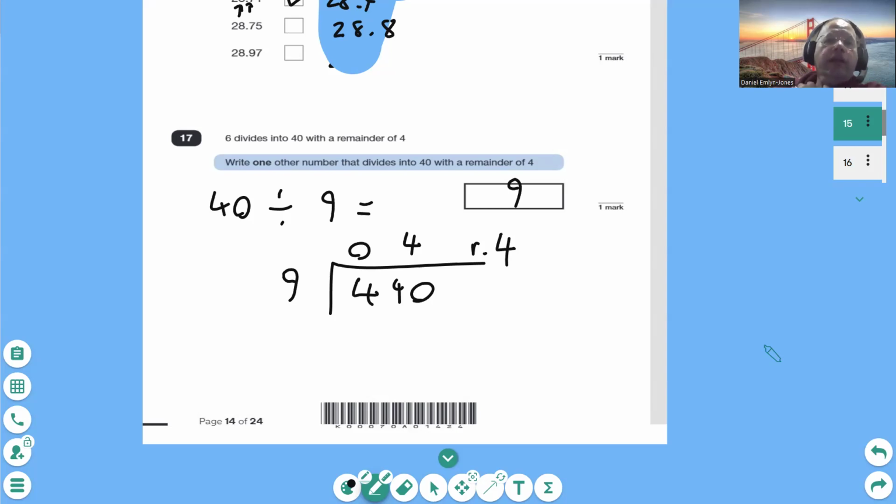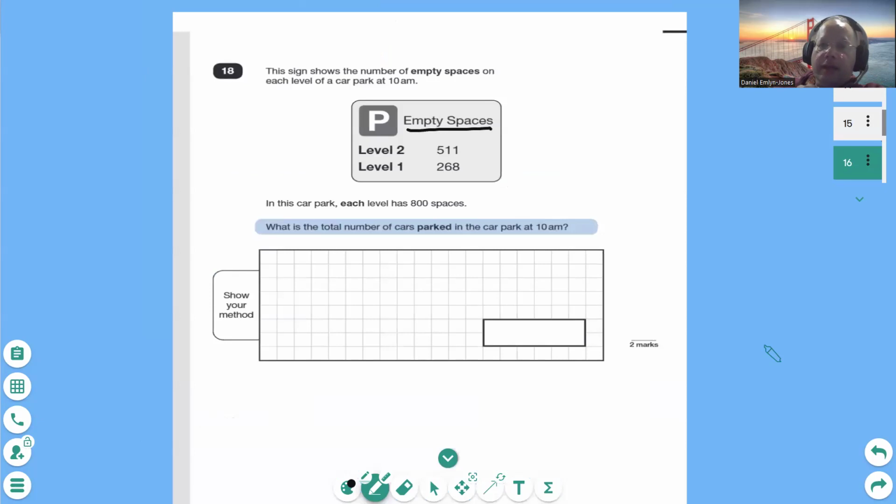Oh, this looks a bit more complicated, but we like that. This sign shows the number of empty spaces on each level of a car park at 10 a.m. Empty spaces. I'm going to underline empty spaces. Parking. Level 2, 511. Level 1, 5268. In this car park, each level has 800 spaces. What is the total number of cars parked in a car park at 10 a.m.?